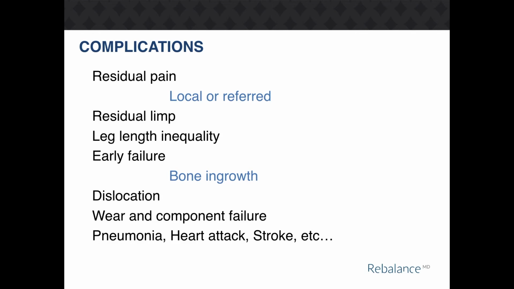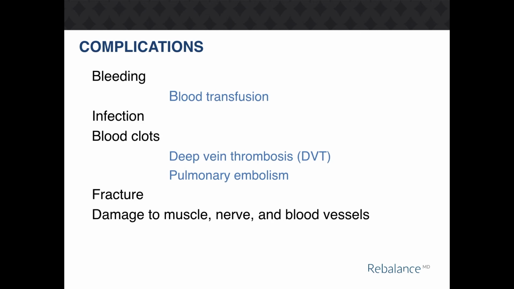Some potential complications following hip replacement surgery include residual pain, either local or referred, a residual limp, leg length inequality, early failure due to factors such as poor bony ingrowth, dislocation, wear, and component failure, medical complications such as pneumonia, heart attack, or a stroke. Additional complications include bleeding, which may require a blood transfusion, infection, blood clots, and related conditions known as deep vein thrombosis and pulmonary embolism, fracture around the prosthesis, or damage to the muscles, nerve, and blood vessels.